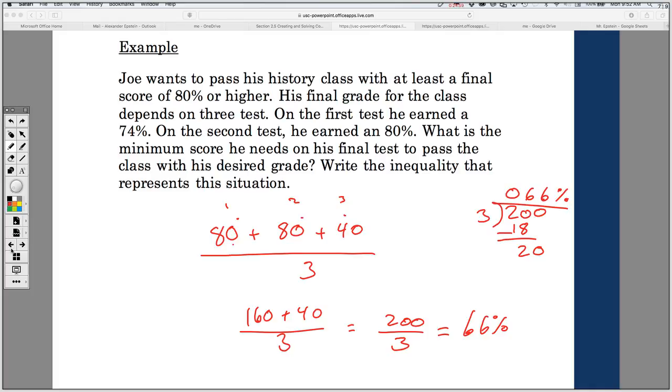Okay, so I'm just going to erase that first one. So what did I get on the first test? 74 was the first test. Okay, what about the second? 80, so I can leave that the same. Do I know what I got on the third? No. So let's erase that. What should I put then if I don't know what I got on there? If it's an unknown number, a variable. What variable would you like to use?